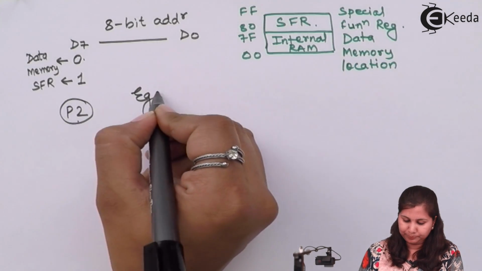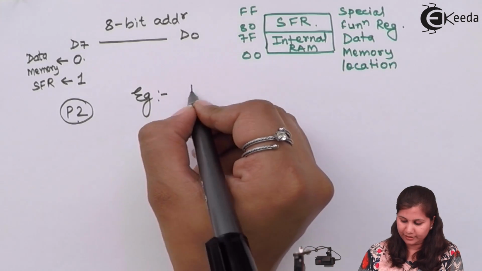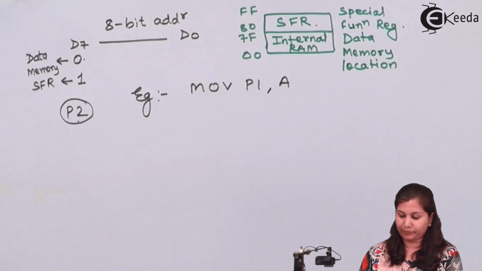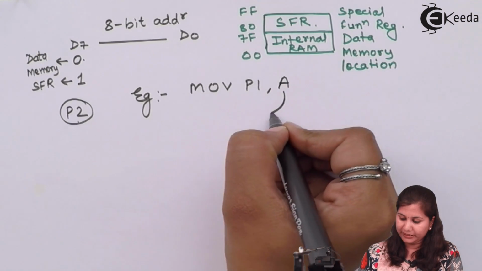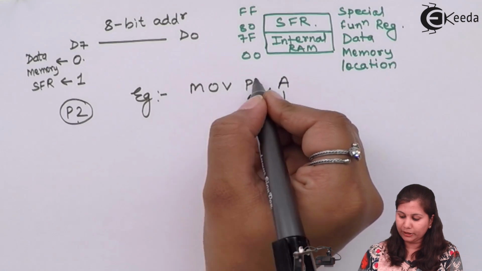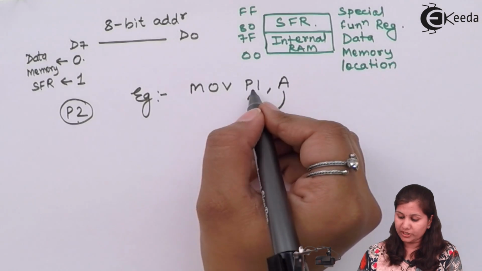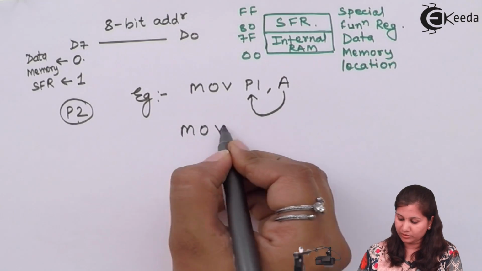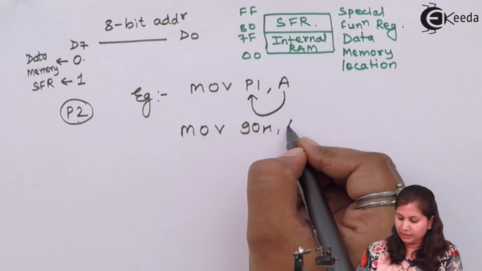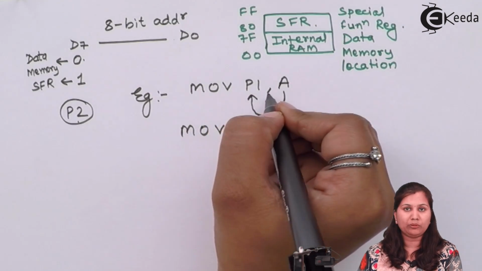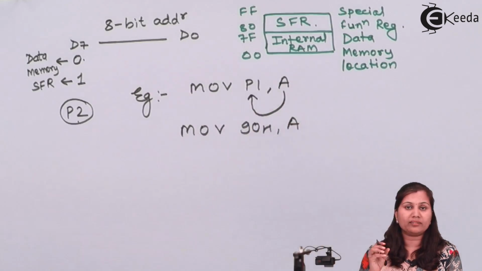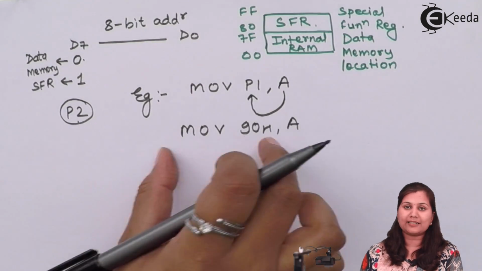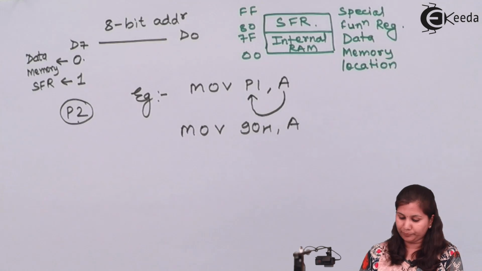For example, if we write MOV P1, A, the contents of the accumulator will be transferred or copied into port 1. Instead of writing the direct address for port 1, which is 90H, we can directly write the mnemonic P1. The direct address where the data is stored is specified in the instruction. That is why it is called the direct addressing mode.